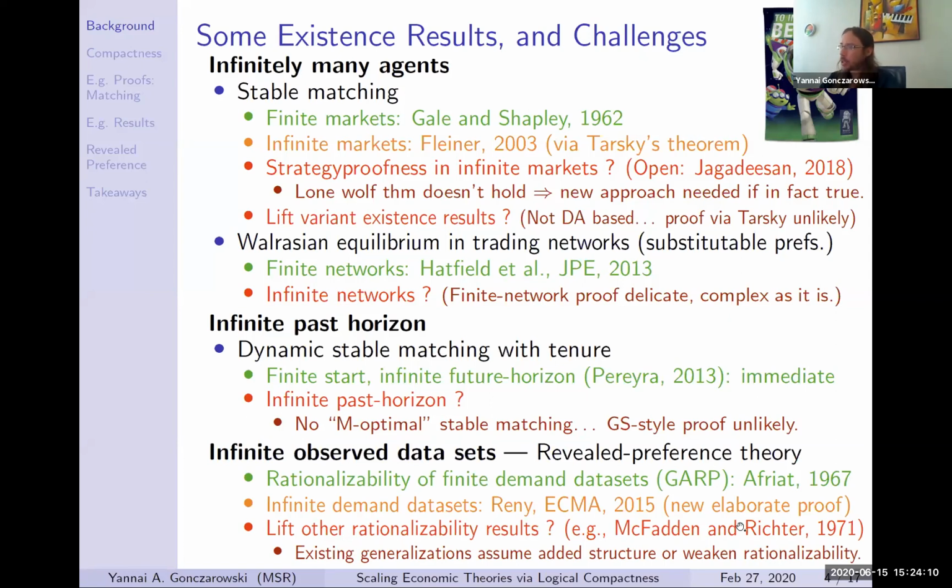The problem is that there are actually generalizations of this theory for infinite data sets, but they either add structural assumptions or weaken the definition of rationalizability to carry things over to infinite data sets. And we're going to ask, can you do such a generalization without adding structural assumptions and without weakening the goal of rationalizability? So basically today our goal will be to go over all of these, and for me to convince you that you can do all of these using the same approach, not even care how the original proofs were written, and actually not need a lot of math to do this.